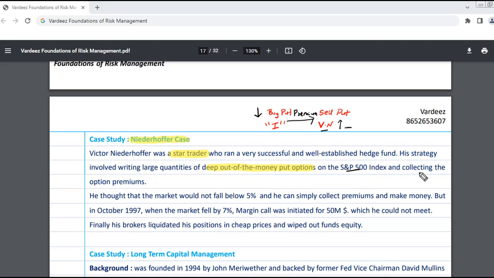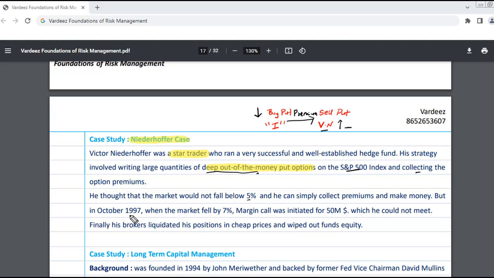So he used to collect the option premiums because he assumed that the S&P 500 would not fall below 5%. He thought that the market would not fall below 5%. That was his assumption, and he could simply collect premiums and make money. Now remember, he was selling deep out of the money put options, so that was his strategy.